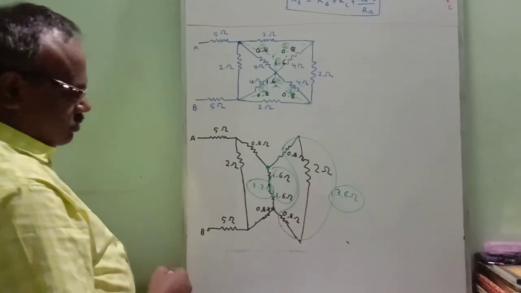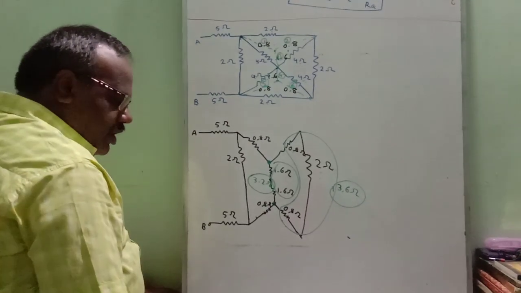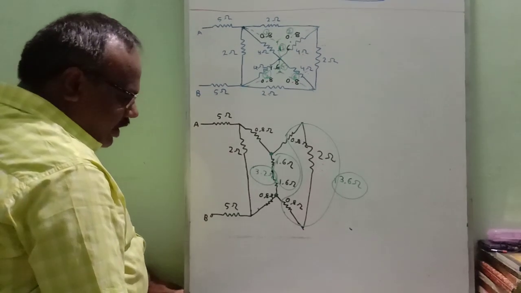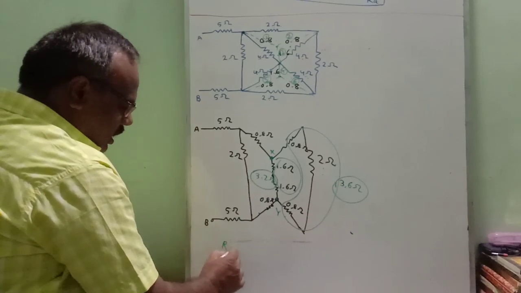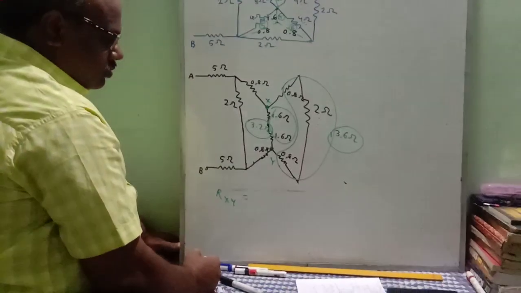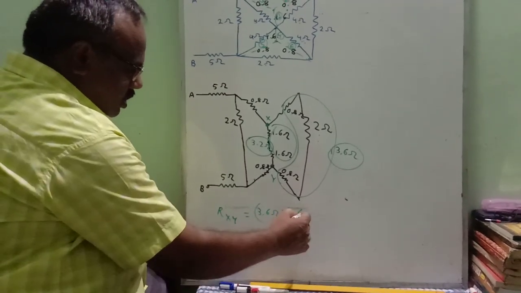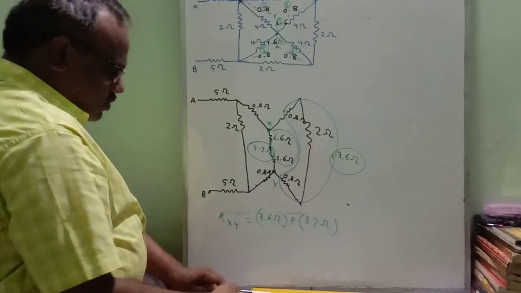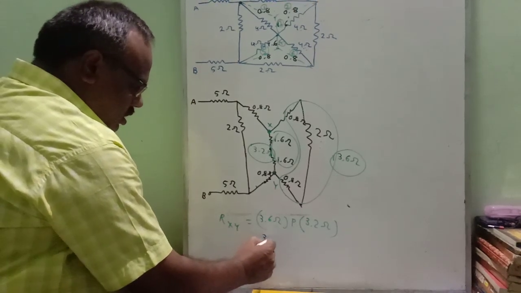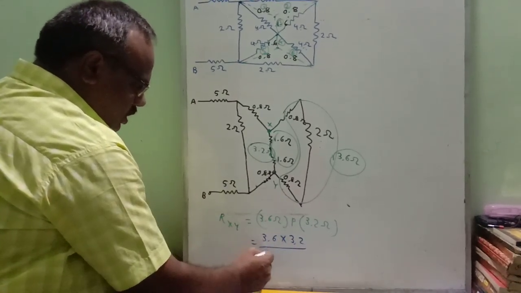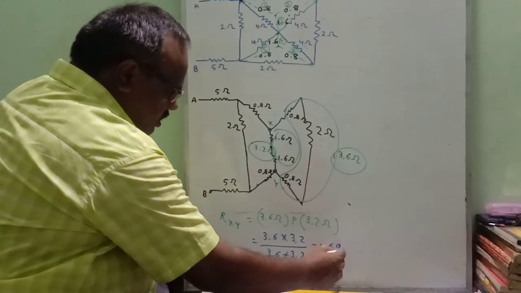these are in parallel. So if I choose these two points, that will be x and y. If I choose this point as x and y, then your Rxy is equal to 3.6 ohm parallel with 3.2 ohm. These two are in parallel, so you are getting 3.6 into 3.2 divided by 3.6 plus 3.2. If you calculate, it is coming around 1.69 ohm.